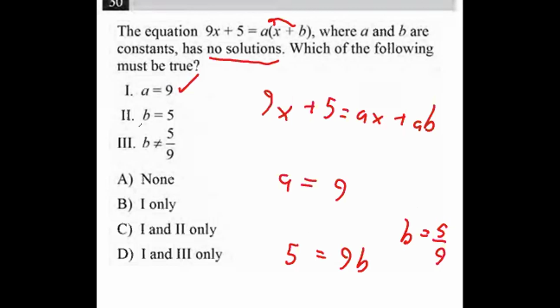So in this case, which of the following must be true? Well, b is not equal to 5 over 9 because we want no solutions. And 2 is not correct. B equals 5, I don't know where they got that from. I think they got that from if you didn't multiply out a. So in this case, 1 must be true and 3 must be true. So that would be answer choice D.